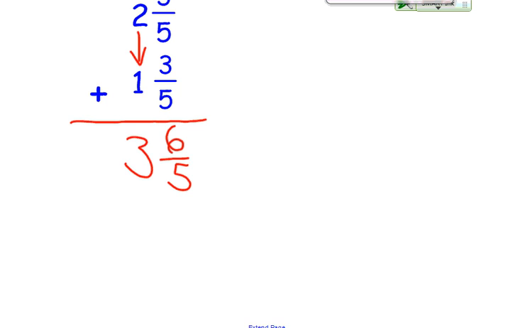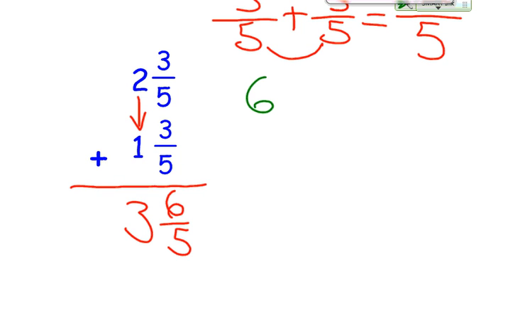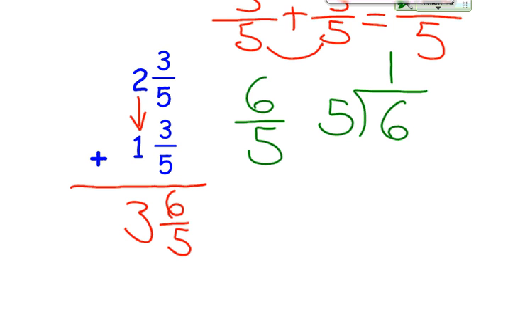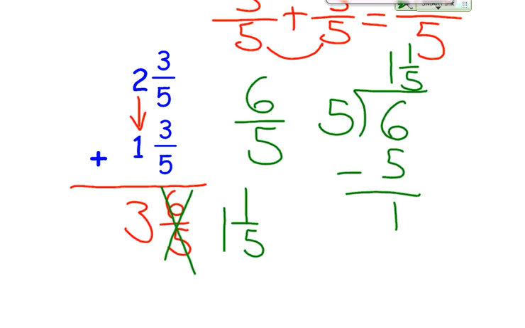We're going to take this 6/5 that we ended with right here, and we realize that's really 6 divided by 5. So 5 goes into 6 one time. 5 times 1 is 5, and we're left with a 1, so we're left with a mixed number of 1 1/5. So really, in the end, what we have is we've replaced this 6/5 right here with a 1 1/5. So in the end, we really have 3 plus 1 1/5.